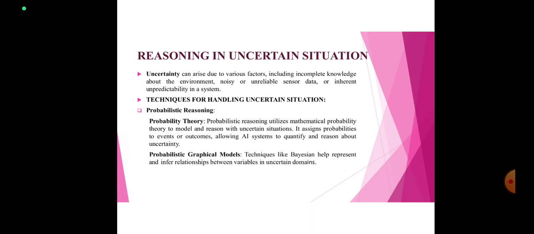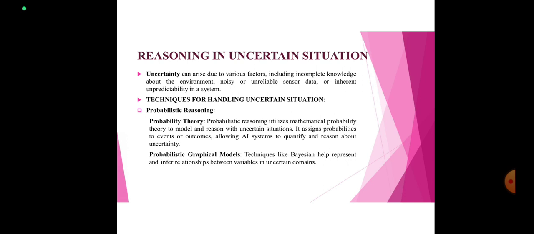Our next topic is reasoning in uncertain situation. For that we have to understand about the uncertainty. What is uncertainty? Uncertainty means that for some reasons we will have incomplete knowledge about an environment or about a problem, including unreliable sensor data or the unpredictability of a system, etc. So these situations may result in uncertainty.